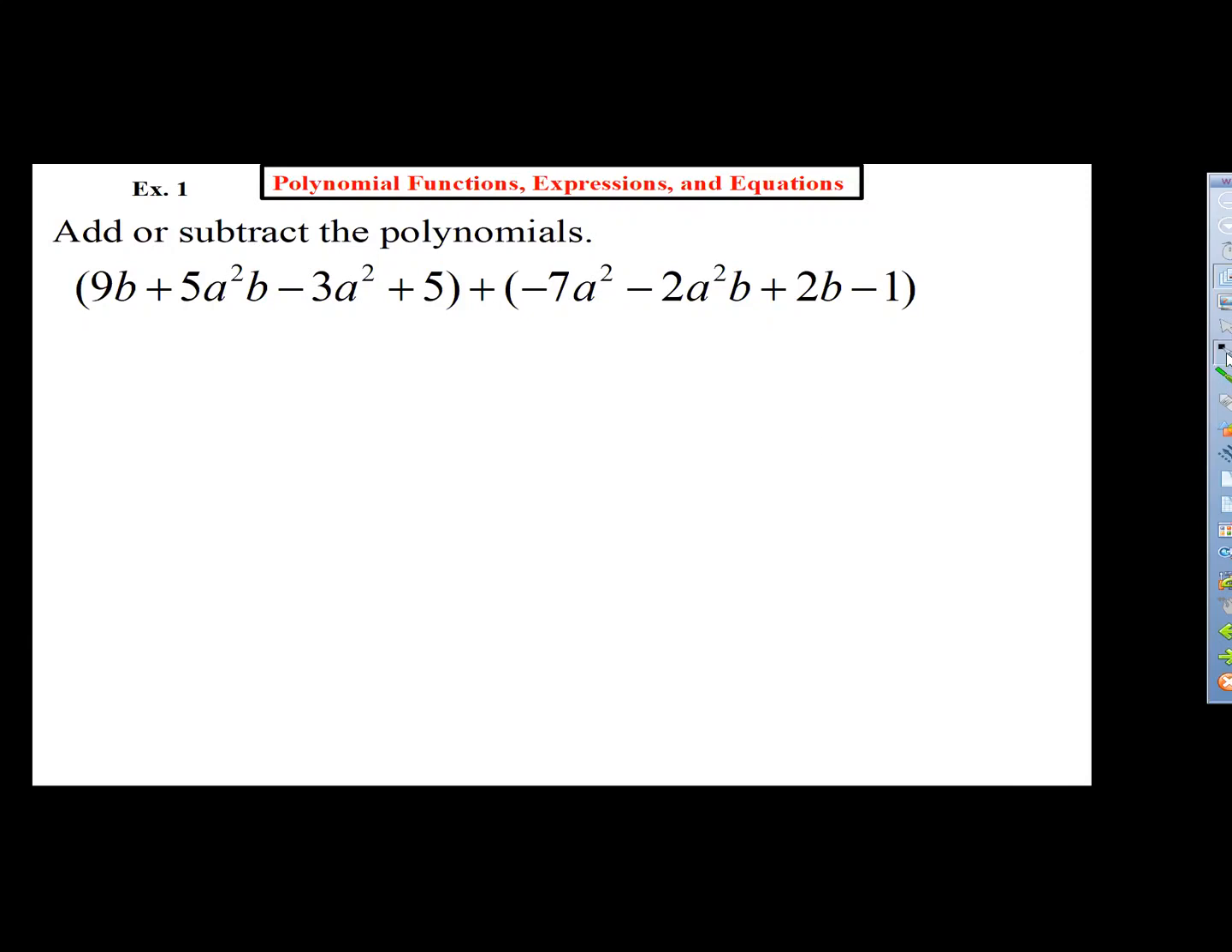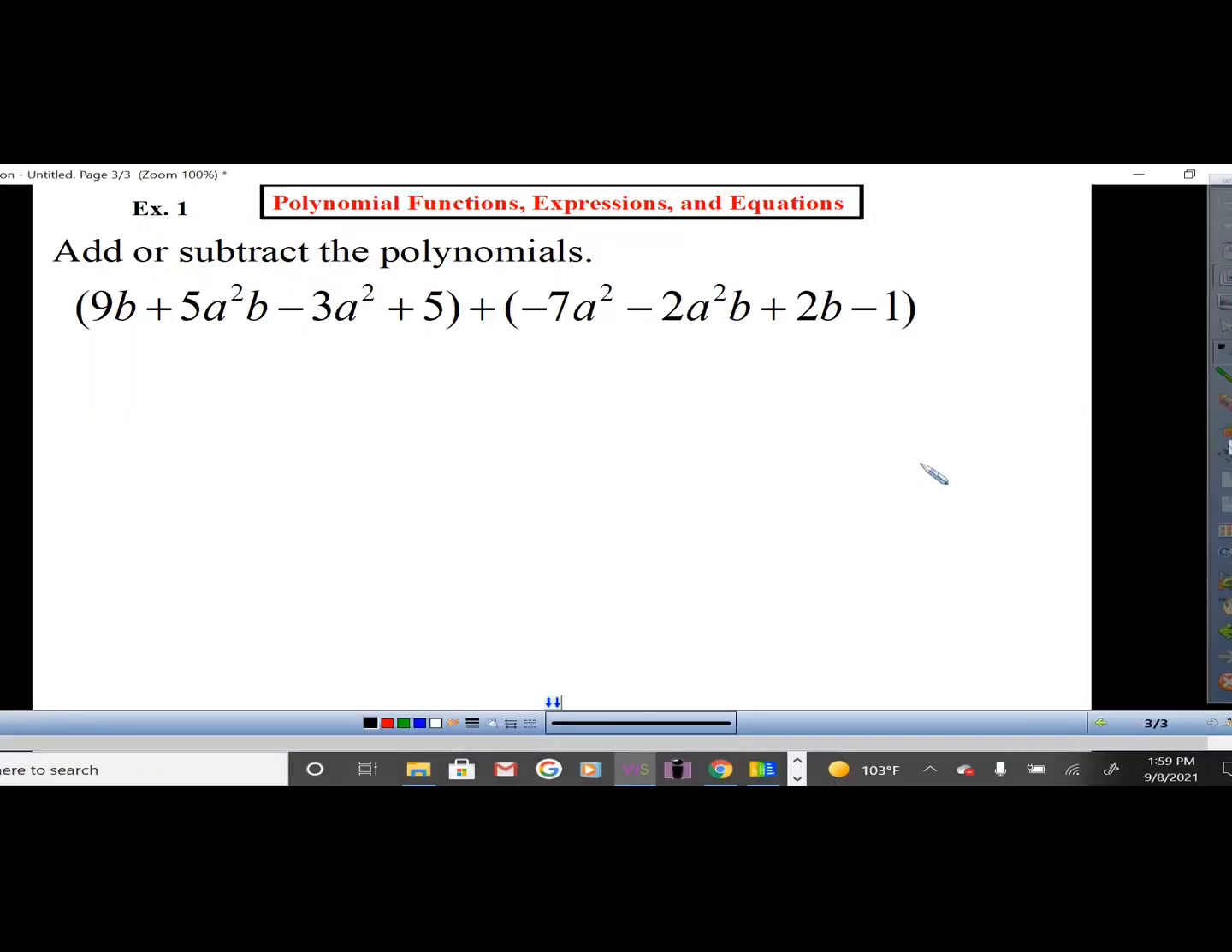Here we go. As we mentioned on the warm-up, whenever we get to adding and subtracting polynomials, the first thing you're going to do is check to see if there's addition in between. Do we see addition in between? Yes. So at this point, we can no longer worry about the parentheses. Let's just worry about combining like terms. I'm going to start with the first term, 9b. Is there another b? Yes, 2b. So what is 9 plus 2b? That's 11b.